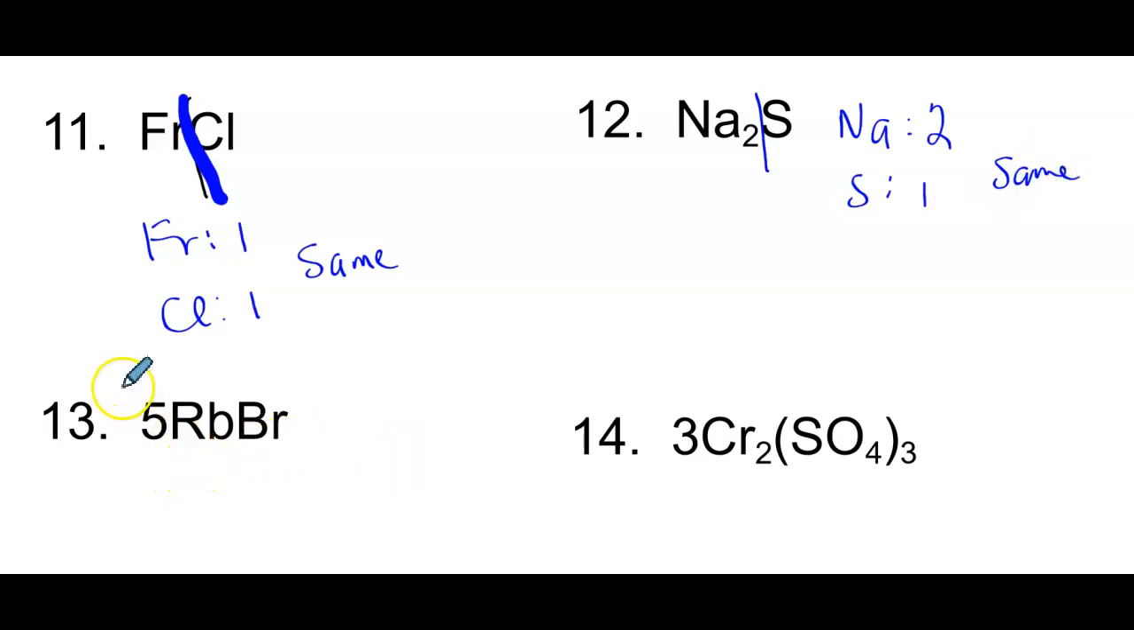Now, this is our first time introducing a number. This is that coefficient I was telling you about. This means that when I start, I got Rb1, Br1, because there's one of each, and then I got to multiply by whatever number's out in front.